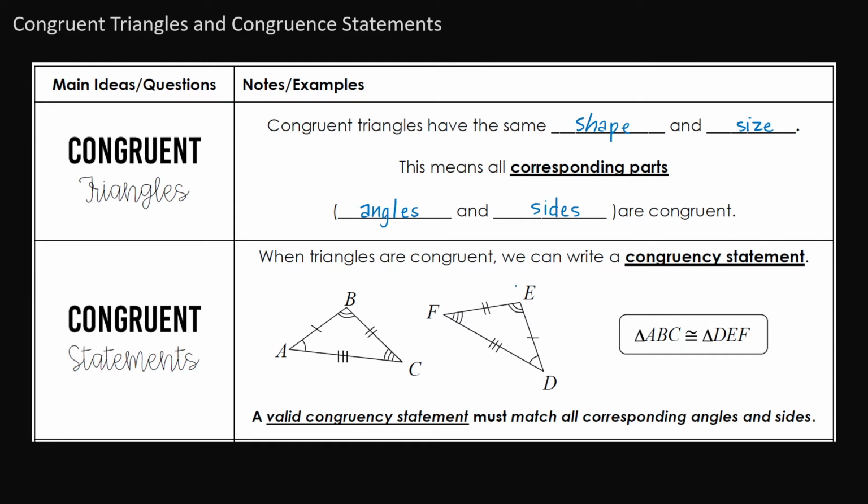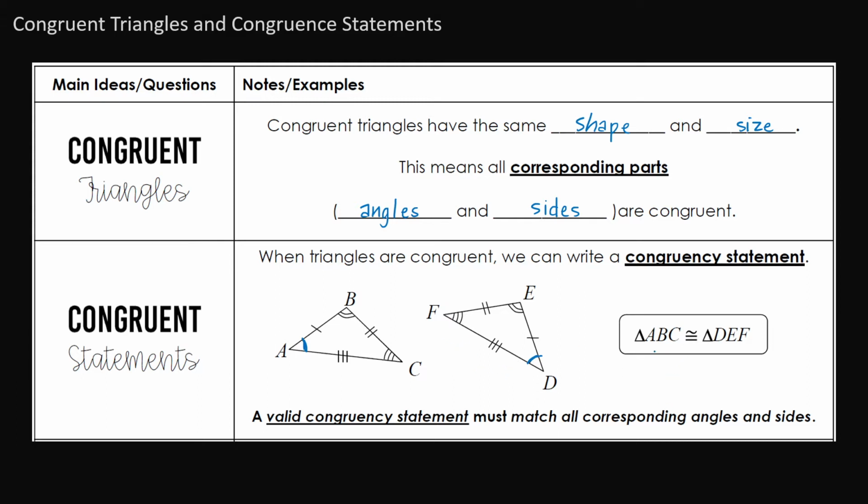When triangles are congruent, we can write what's called a congruency statement. So in this one, triangle ABC is congruent to triangle DEF. And you'll notice angle A is congruent to angle D. Angle B, with the two arc marks on the angle, is congruent to angle E. And angle C, with three arc marks, is congruent to angle F. And we can also say side AB is congruent to side DE. Side BC is congruent to side EF. And side AC is congruent to side DF.